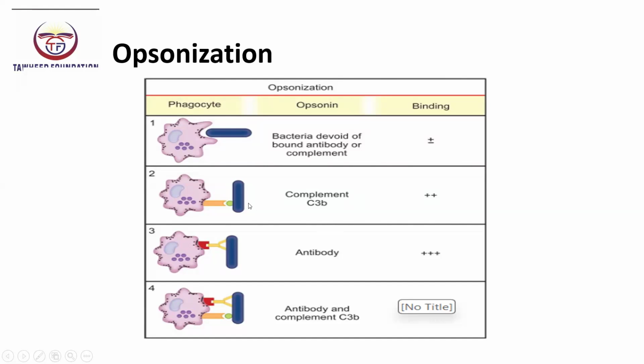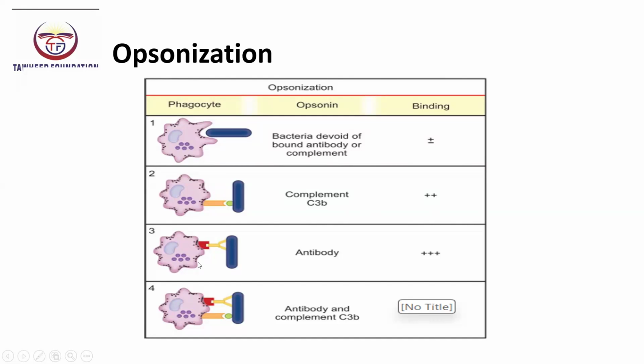Complement proteins, particularly C3b, bind to the surface of the bacteria. Phagocytes express C3b receptors, CR1, on their surfaces. When bacteria are coated with C3b, the phagocyte can now recognize and bind the bacteria more effectively, leading to enhanced phagocytosis. The visual clue in this diagram is that the bacteria are shown with C3b molecules attached and the phagocyte has C3b receptors engaging them.